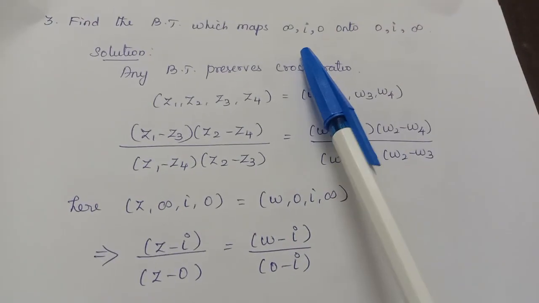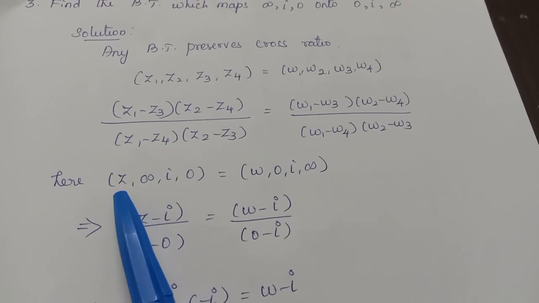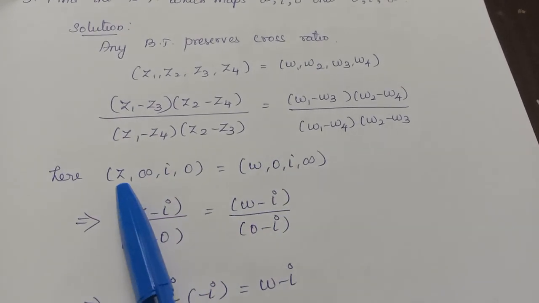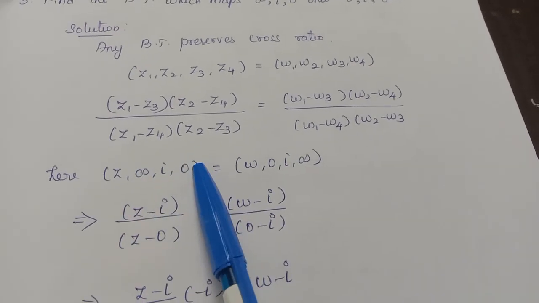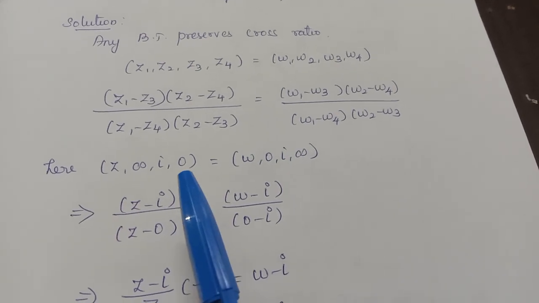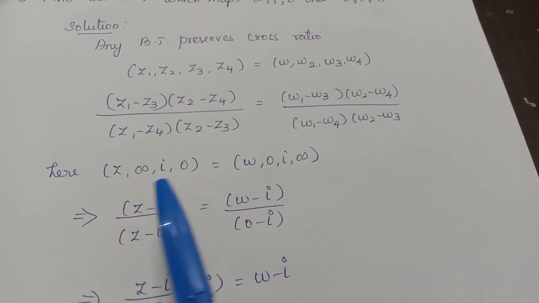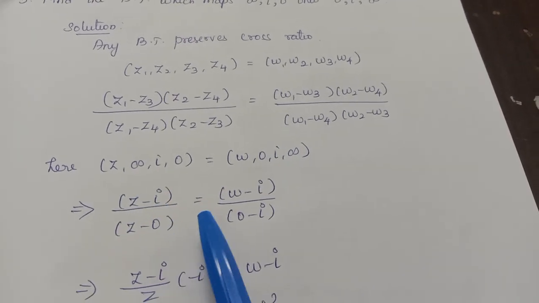Here the points are infinity, I, 0. So let me write them here. Since I need 4 points, I am taking z as one more point with its image w. So here how you should write? z minus I into infinity minus 0. No need to write that infinity term. Already in the previous problem I insisted that if you get any infinity, omit the term containing infinity. In the denominator, z minus 0 into infinity minus I, no need to write, equal to.